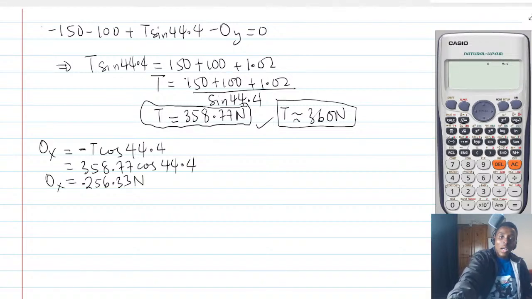So I want us to look at internal forces and internal reactions. Internal forces and internal reactions. And then we will look at internal torques.